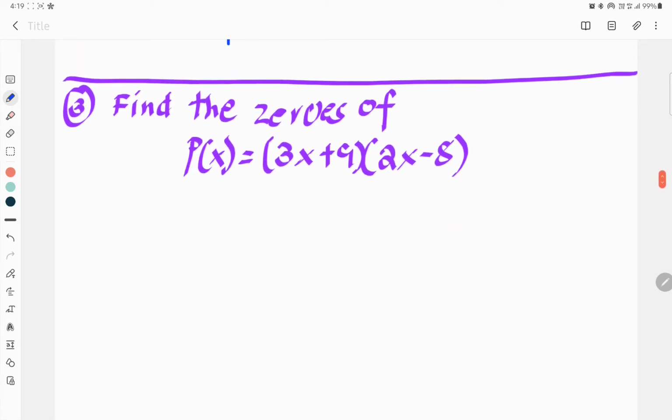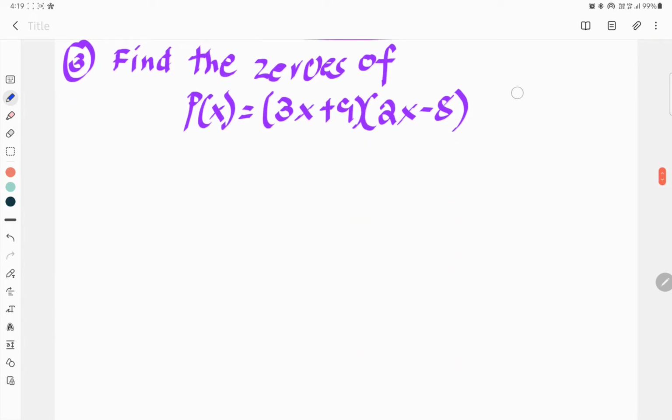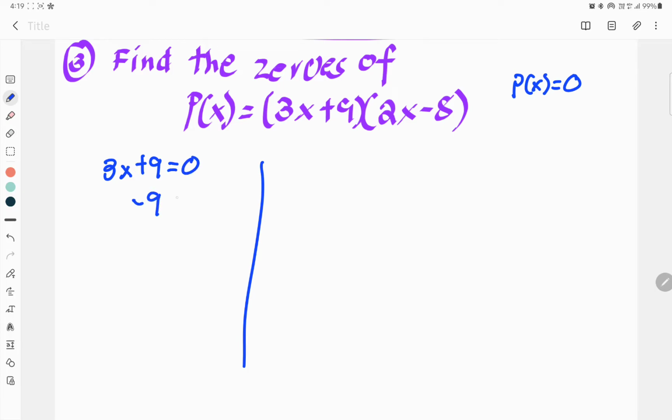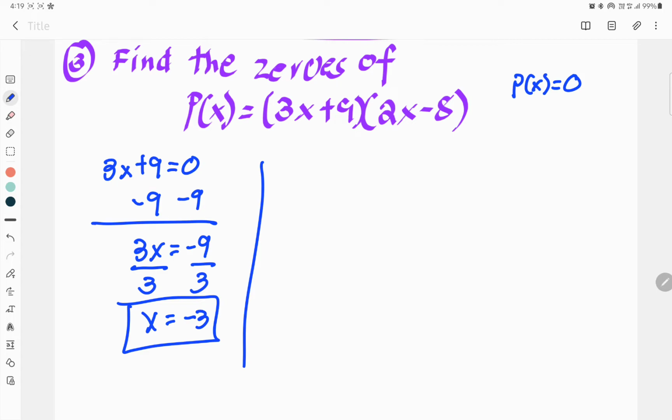Now another example about if this is now the case. Remember that p of x be equal to 0. So equating that on a zero product property, we have now 3x plus 9 is equal to 0. Therefore, equating that minus 9 both sides. So we have now 3x is equal to negative 9. Dividing both hand side by 3, x would be equal to negative 3 as your first root, or 0.